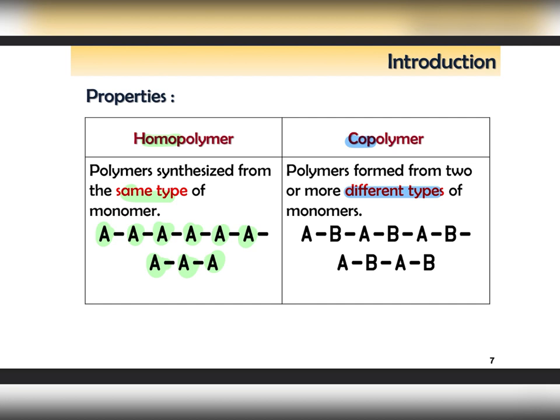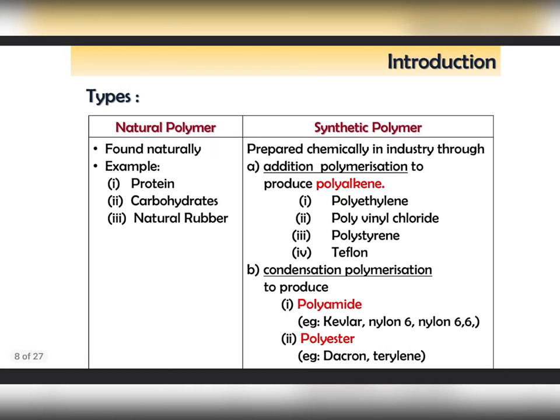So, syllabus kamu, kamu just tengok dua monomer lah. So, it can be monomer A combined with monomer B and then it repeats A, B, A, B, A, B and so on lah. Okay. So, let's have a look at the types of polymer.